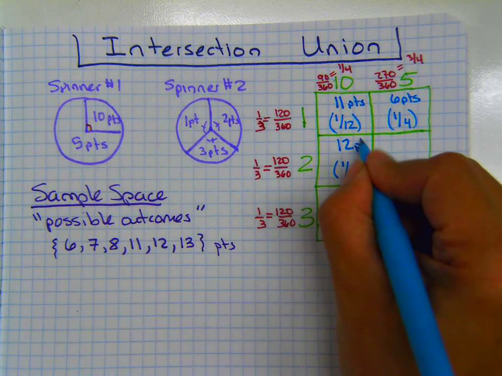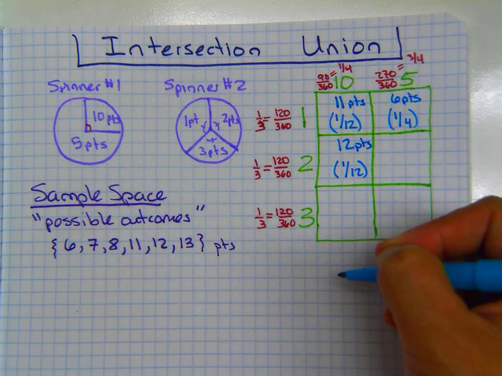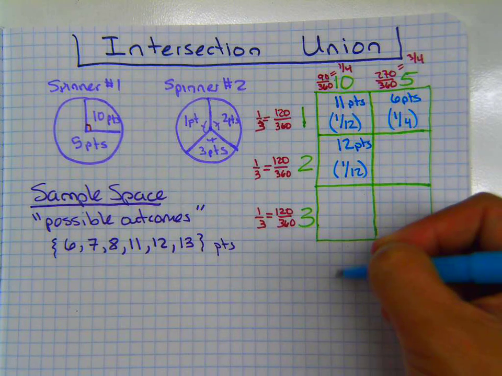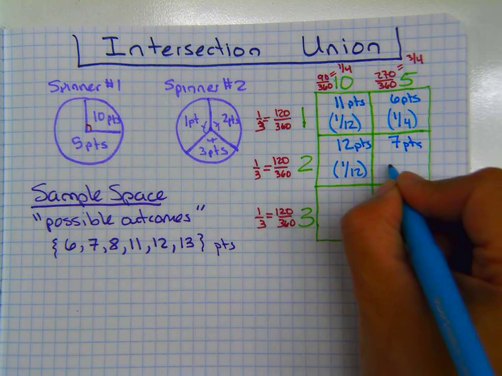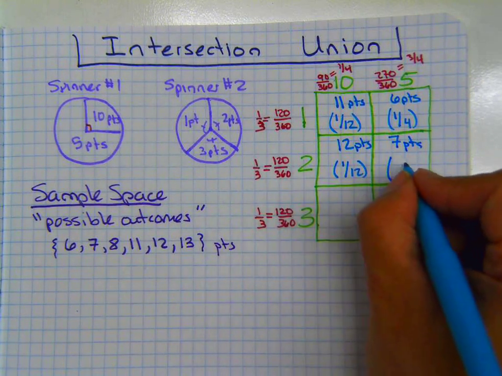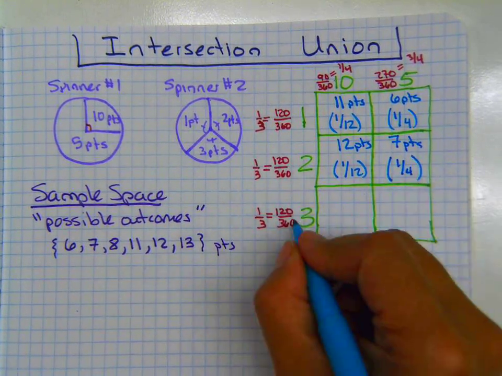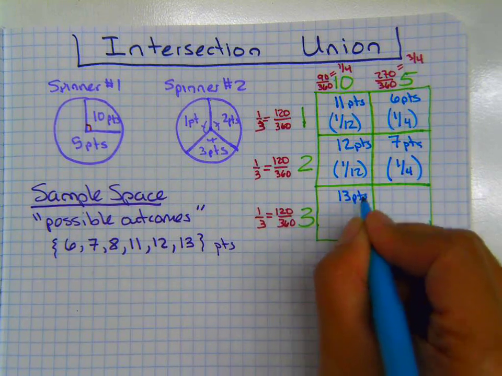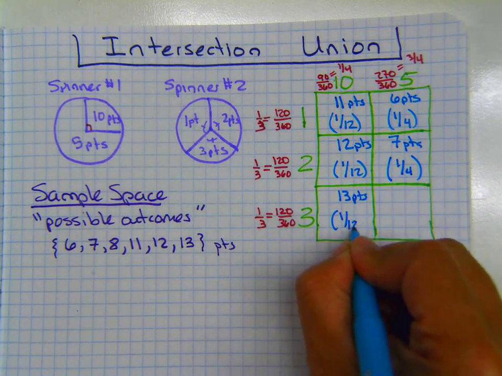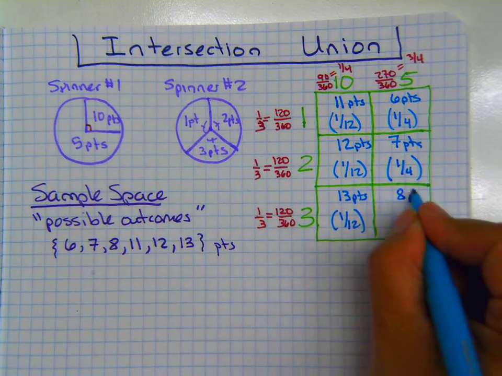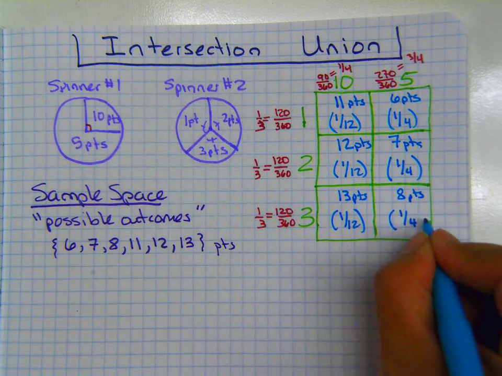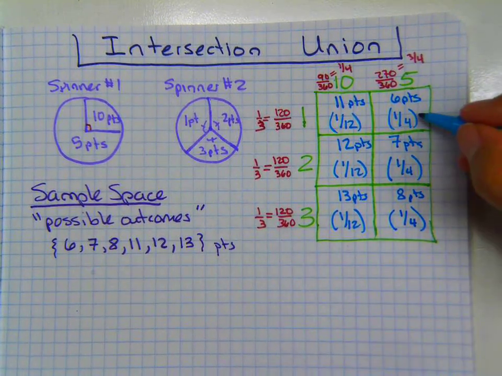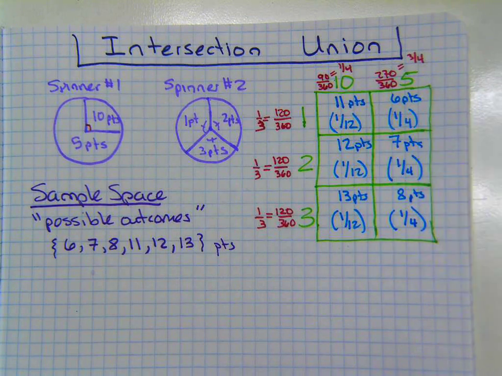If you want to pause the video and fill the rest of the table, that might be good practice for you. You could do so right now. All right, so 7 points. That's going to be 1/4. 13 points. That's going to be 1/12. 8 points. That's going to be 1/4. So again, these numbers are my probabilities, and then the other ones that say points next to it are my points.